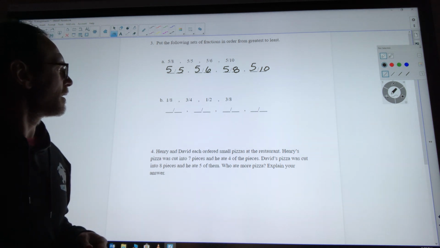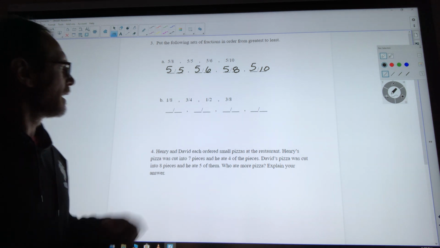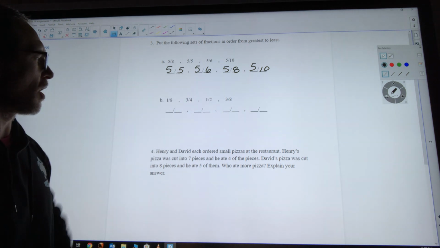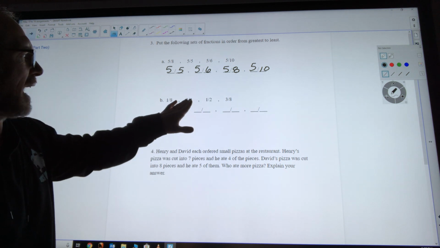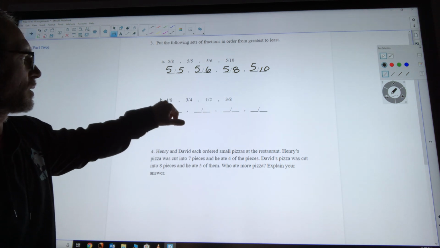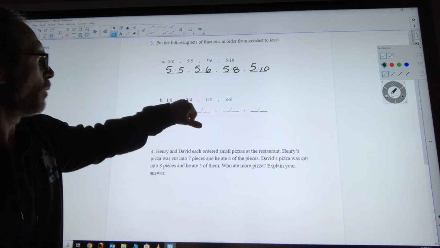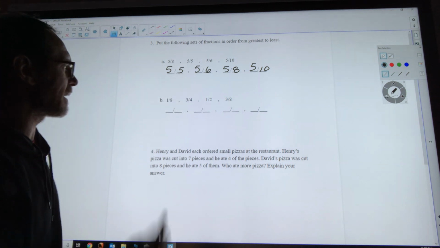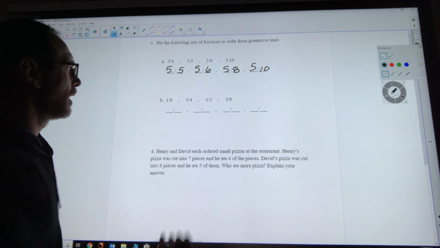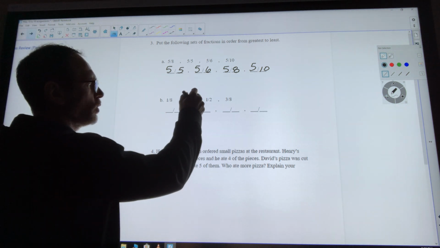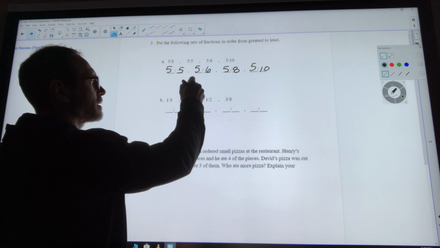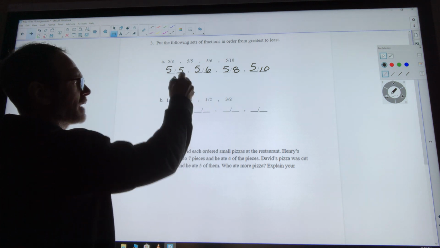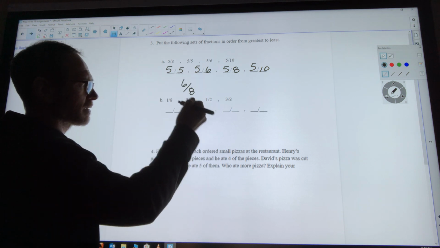B in number 3 is probably the most difficult of them because it has different numerators and different denominators. So what I would do is make the denominators the same. Since this is eighths, what would it be if 3/4 was eighths? What would be equivalent to 3/4 except with eighths in the denominator? Well, I know I'd have to multiply by 2 to get 4 to be eighths. So that would mean I'd have to multiply the top by 2 also. 3 times 2 is 6. So this would be 6/8.